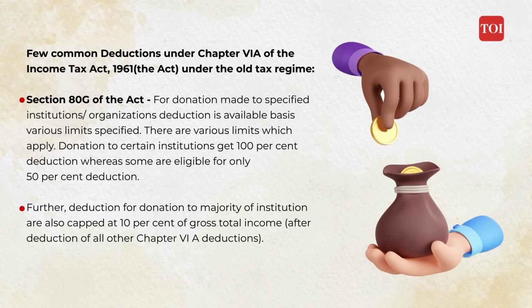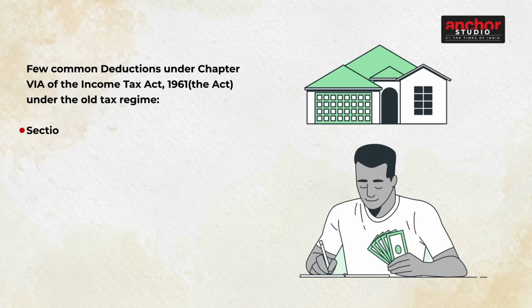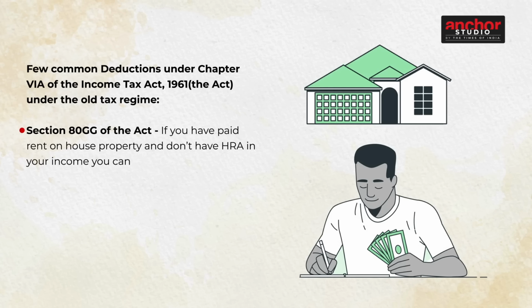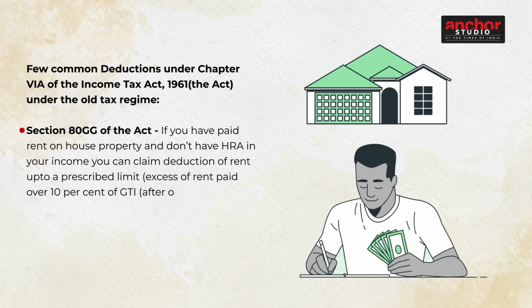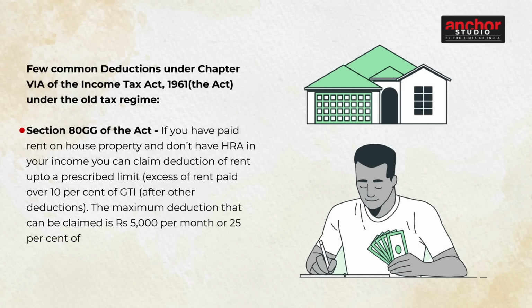If you are not having a component of house rent allowance in your compensation, or if you're a non-salaried person, but you still happen to stay in a rented property and you're paying rent, you can even claim under Section 80GG of the Act a deduction of rent paid up to a prescribed limit.